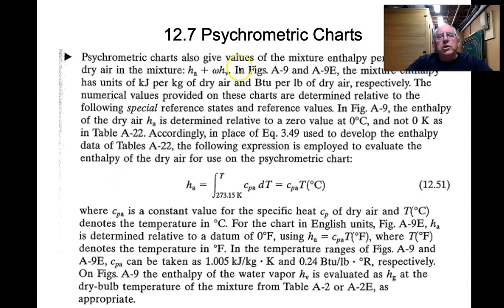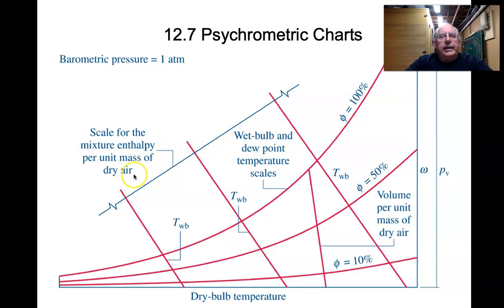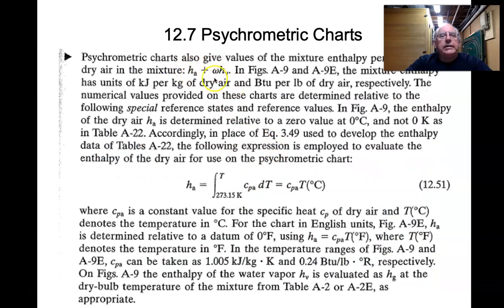The one chart here, this line right here, is the mixture enthalpy, and it actually is equal to the air enthalpy plus the omega times the vapor enthalpy. And so those pieces, that chart actually comes from the various thermodynamic properties associated with the pure substance of dry air and the water vapor itself.